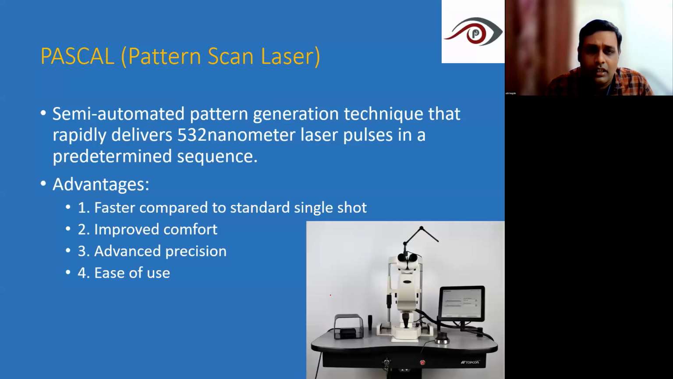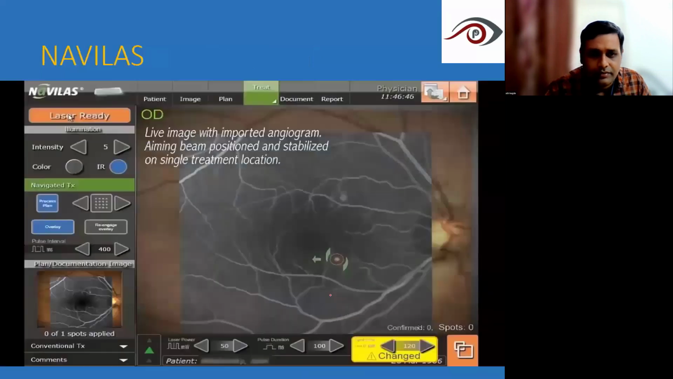Another technique, which is more famous now, is Pascal, where they give 532 nanometer laser pulses in a semi-automated pattern. Like there is a grid laser, or a 9 spot, 4 by 4 spot, 2 by 2, 9 by 9, or the grid variant. In a single shot, you can give multiple spots. The advantage is it is faster, the patient has more comfort, and it has advanced precision.